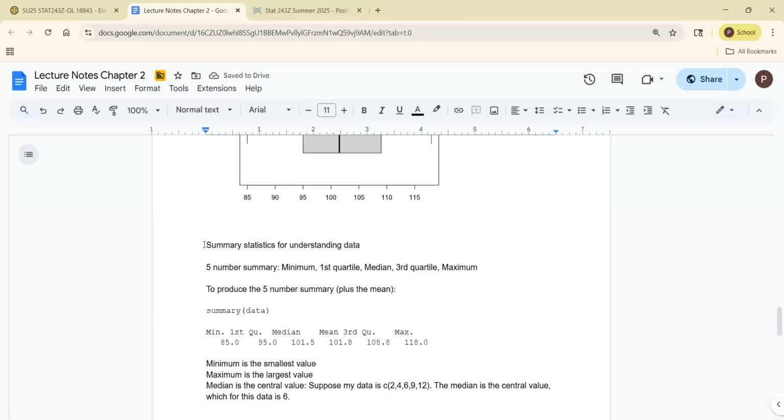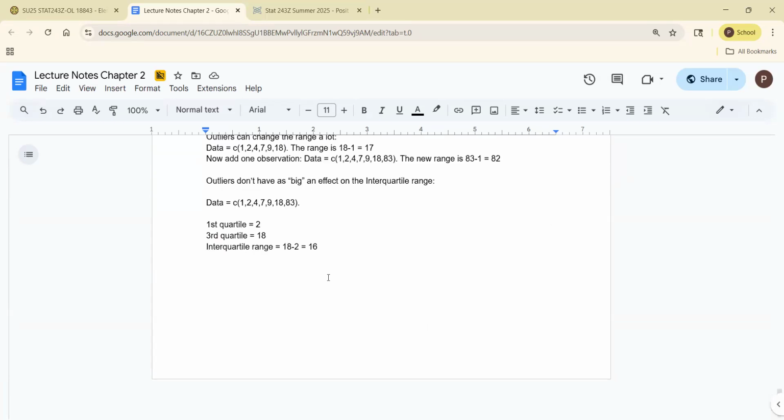All right, so checking back in, we're talking about summary statistics for understanding data. I've talked about the 5-number summary. Now I'm going to talk about the other way to understand center and spread, which is using the mean and the variance.